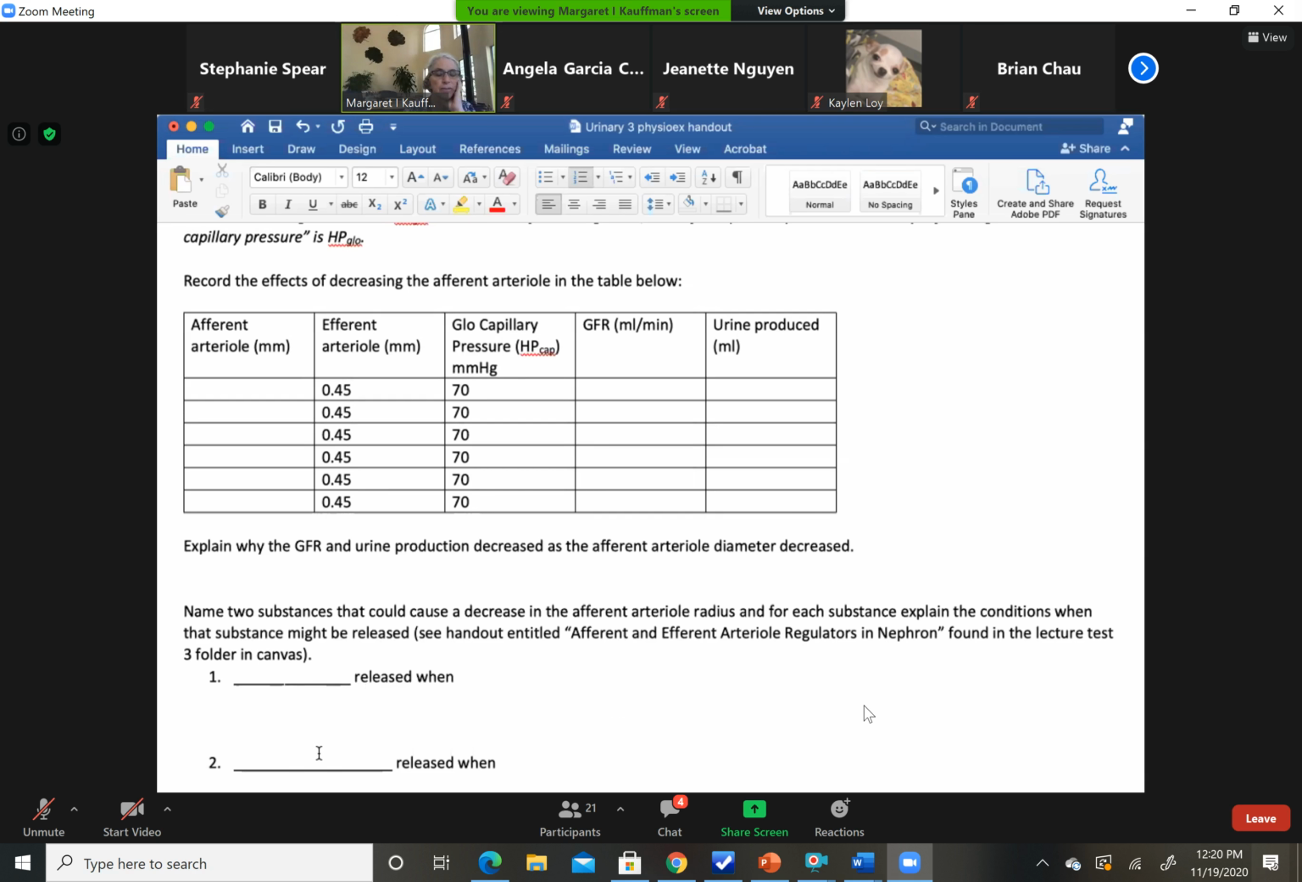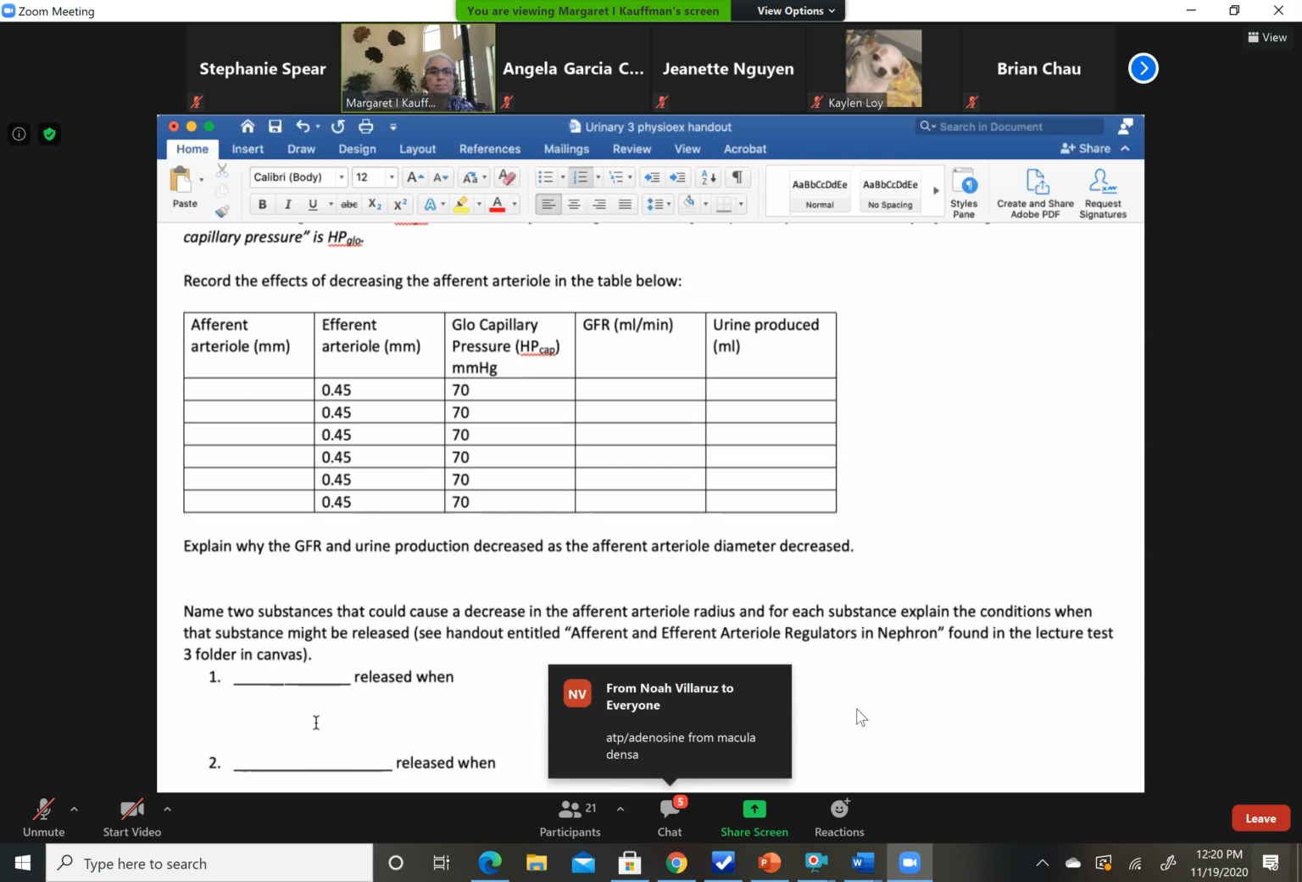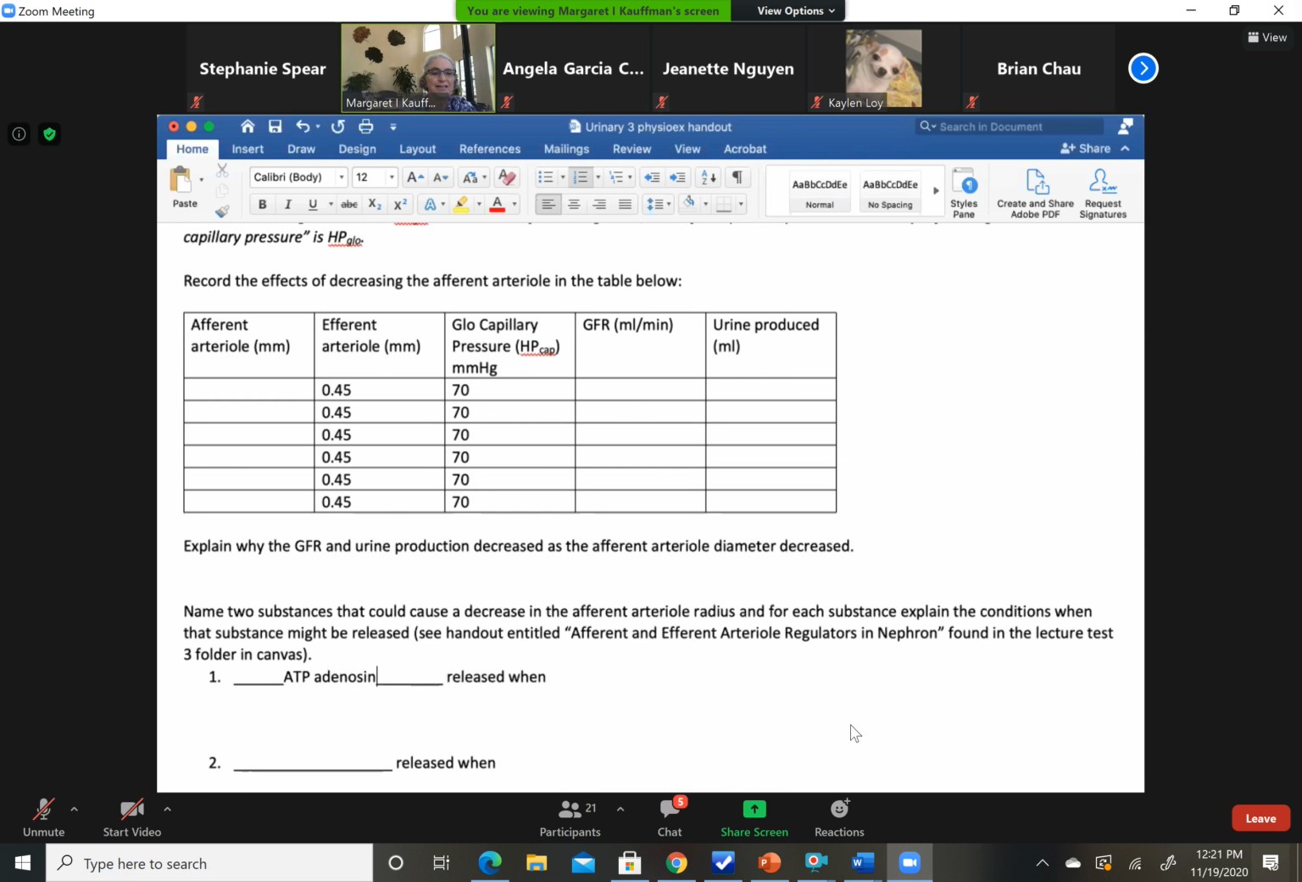How about if I wanted to pick some intrinsic ones? Which intrinsic ones would decrease the afferent arteriole? Right, ATP, adenosine from the macula densa, and they'd be released when sodium chloride goes up, right? In the filtrate.